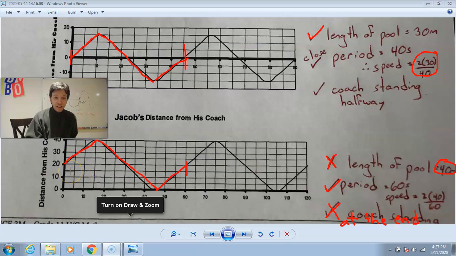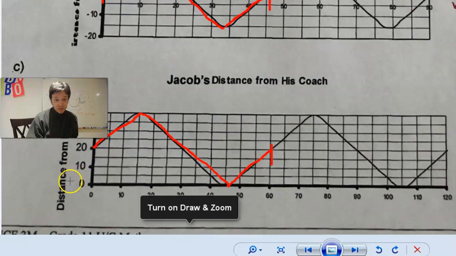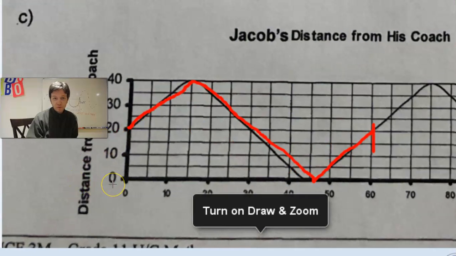All right. Now it's good to look at where Jacob, the swimmer, is actually starting from. So here Jacob is starting in the middle, and then he goes to one end and back. Now I can't see the other graph.